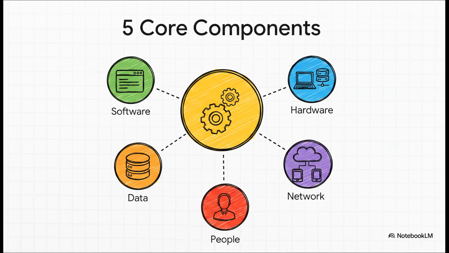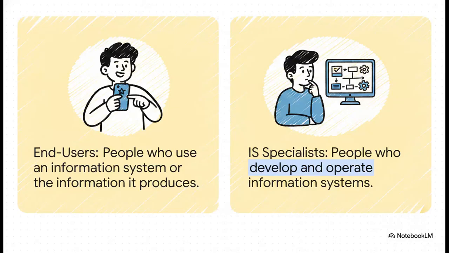And last, but honestly, maybe the most important one, people. Yeah, because the people part is actually made up of 2 different groups. On one hand, you've got the end users. That's you and me. We're the ones standing at the ATM or ordering food on an app. But then you've got the IS specialists. These are the programmers, the designers, the people who actually build and maintain and operate the whole thing behind the scenes. You absolutely need both for the system to work.